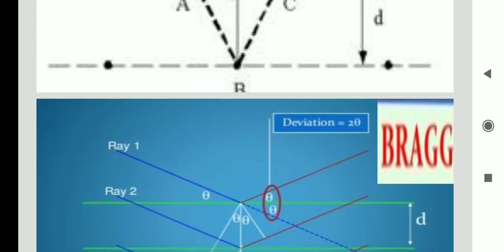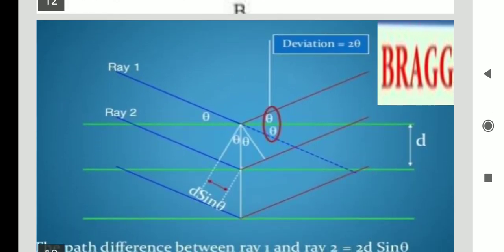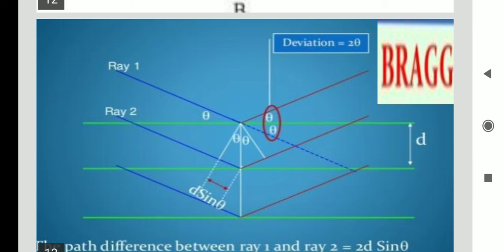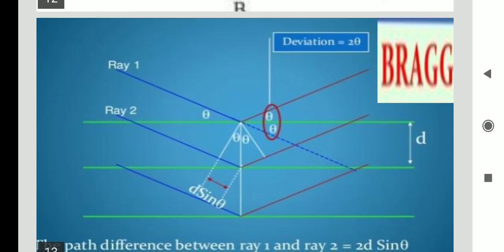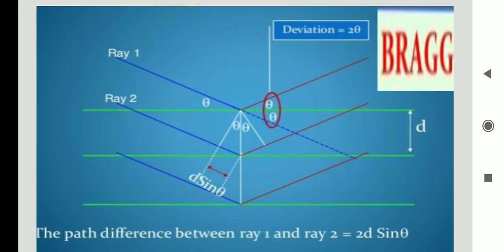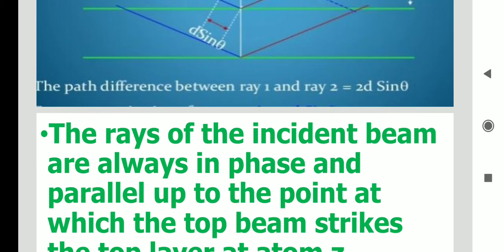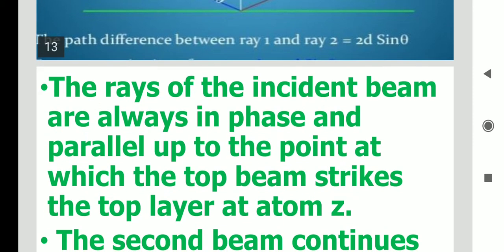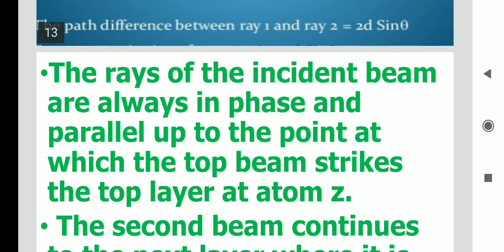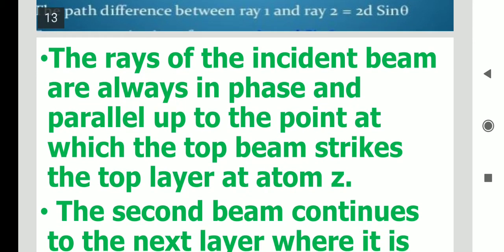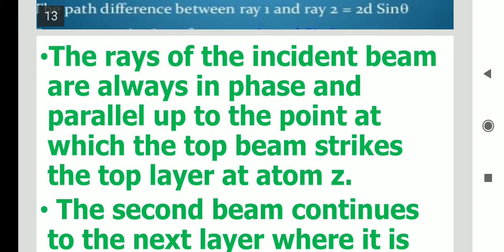So here ray 1, ray 2. Between ray 1 and ray 2, the angle is theta. So that we simply define as d sine theta. So the path difference between ray 1 and ray 2 is equal to what? Between two rays, the path difference can be assumed to be 2d sine theta. The rays of the incident beam are always in phase and parallel up to the point at which the top beam strikes the top layer at the bottom Z.